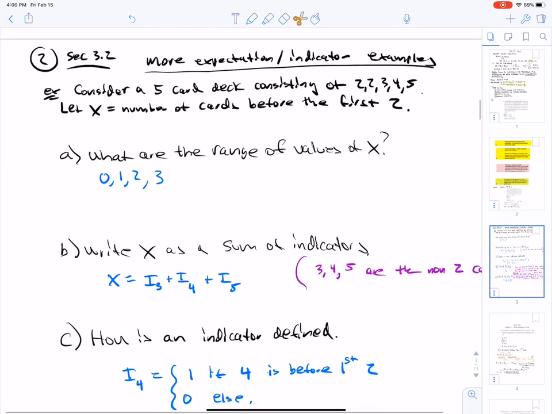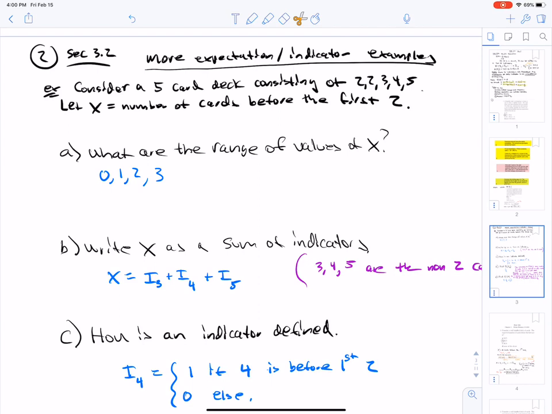So here's another expectation question. Consider a 5-card deck consisting of 2, 2, 3, 4, 5. Let x be the number of cards before the first 2. What's the range of values of x? Well, it's 0, 1, 2, or 3 because there are between 0 and 3 non-2 cards before the first 2.